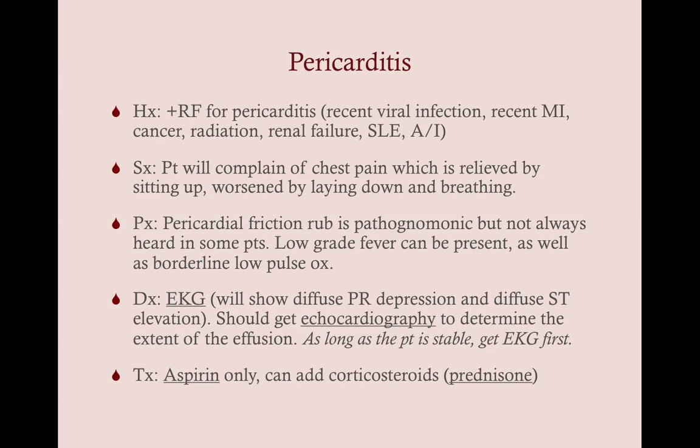Diagnosis, you're going to do an EKG, and the EKG shows rather characteristic results for pericarditis. It's a PR depression and an ST elevation, and that ST elevation and PR depression are diffuse. So if you saw ST elevation in only certain leads, of course, the big thing we're thinking of is a STEMI. However, when you see diffuse ST elevation in all the leads, then it's probably pericarditis.